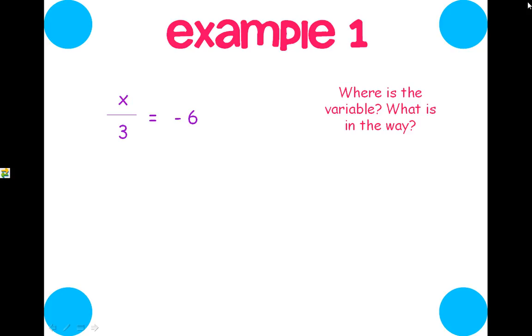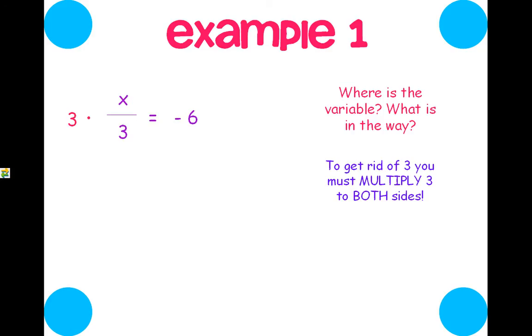Where is our variable and what is in our way? If you look on the left side of the equation, you have x. Right now that 3 is in our way of it being by itself, so we've got to get rid of that 3. If you look, we're dividing here. It says x divided by 3. So to get rid of it, we have to multiply by 3. And we're going to do that to both sides, because what you do to one side, you have to do to the other to keep it equal.